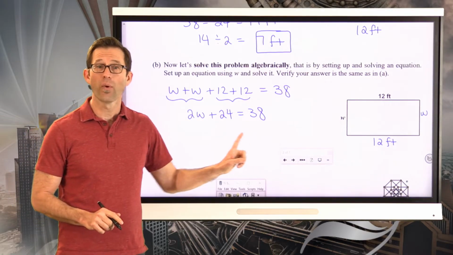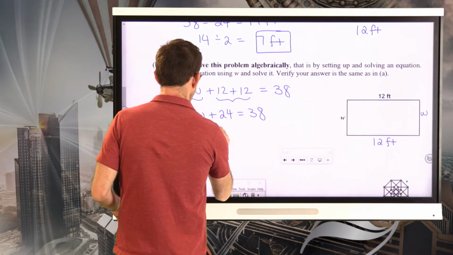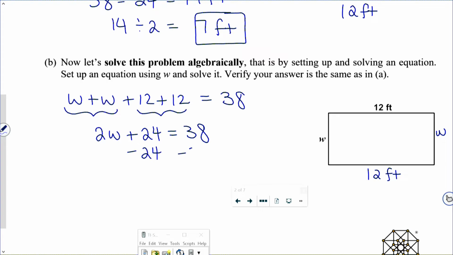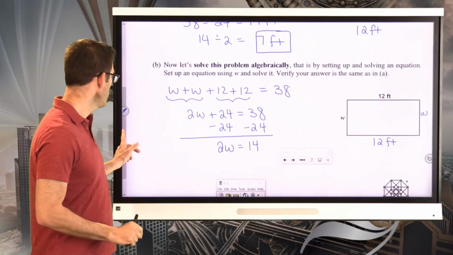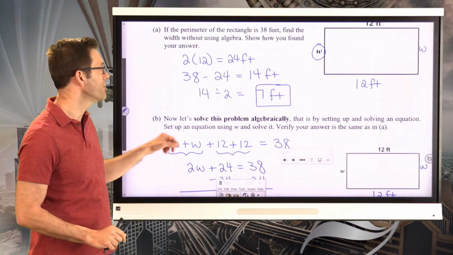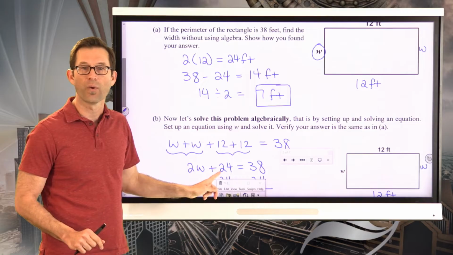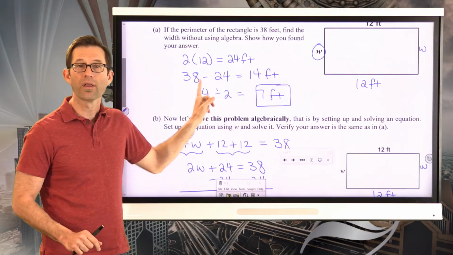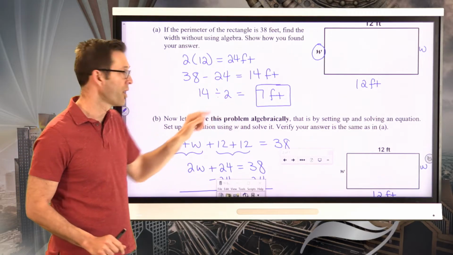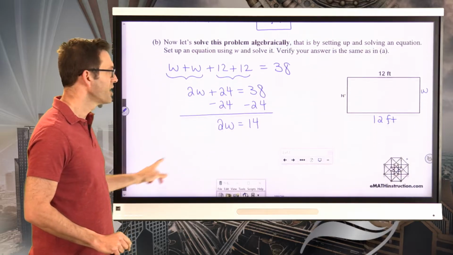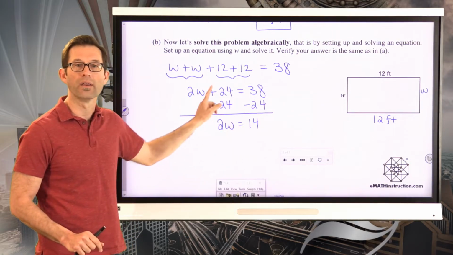We're going to subtract 24 from both sides. Minus 24, minus 24. And we're going to find that twice the width is equal to 14. Now, before we finish solving this, I want you to keep in mind that up here, the first thing I did was I added the two 12s together and I got 24. Then I took my 38 and I subtracted my 24 and I got 14. That is exactly what's going on right here.